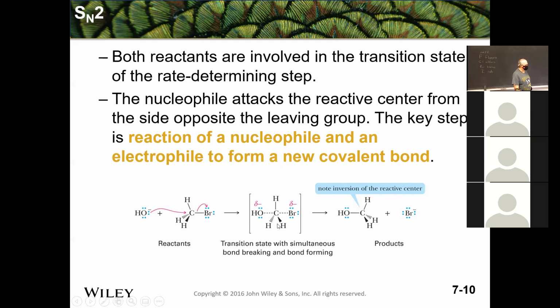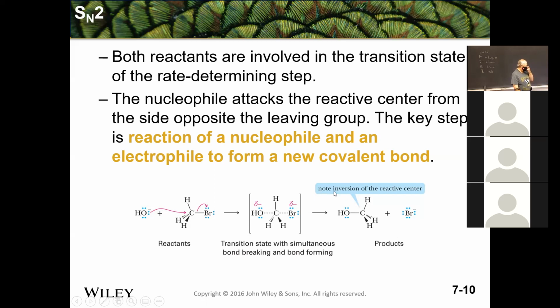Okay, so the transition state would look something like this. It's a pentagonal bipyramid, or trigonal bipyramid, I guess it is. Trigonal bipyramid. Okay, this bond is forming, this bond is breaking. Okay, here are the products.